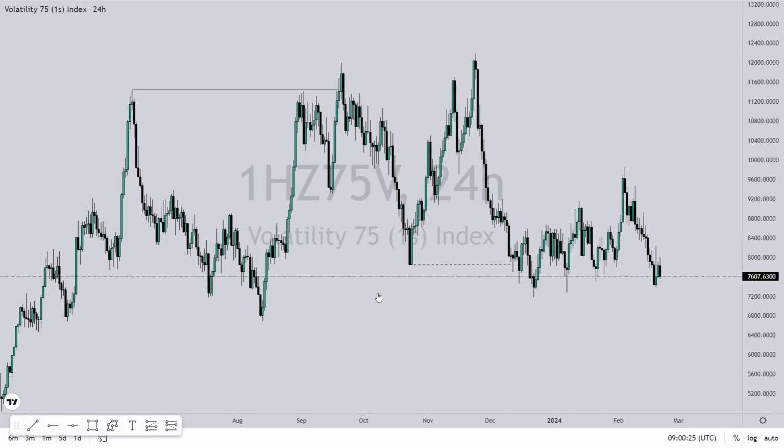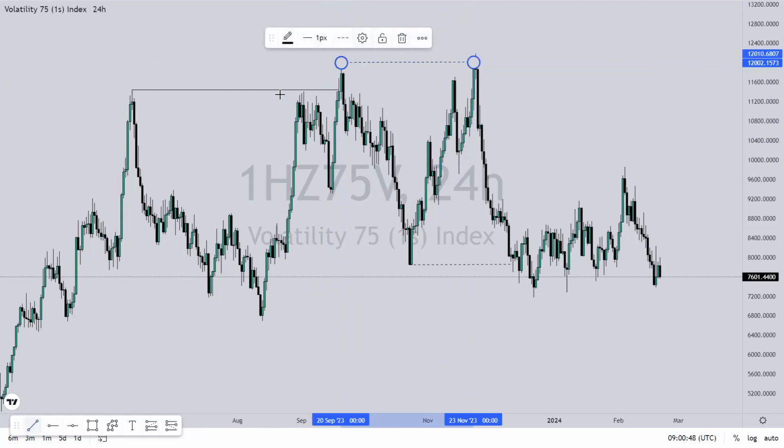I'm going to be marking the structure. So I have actually marked this as a break of structure to the upside. So this is our break of structure to the upside. We have another break of structure here. This is another break of structure to the upside. Remember, this is the 24 hours time frame. So we had a break of structure to the upside here.